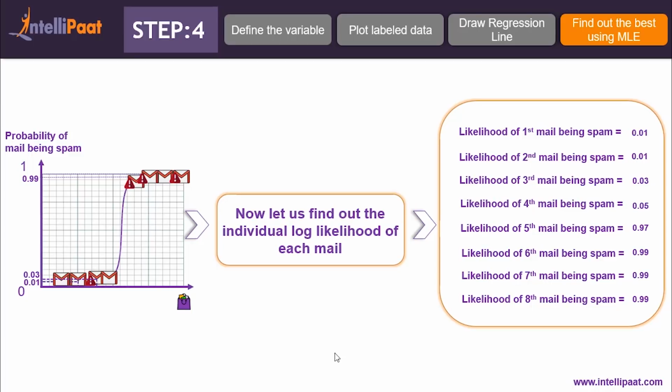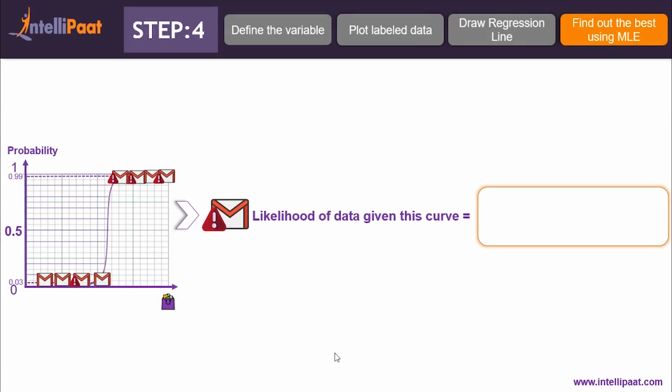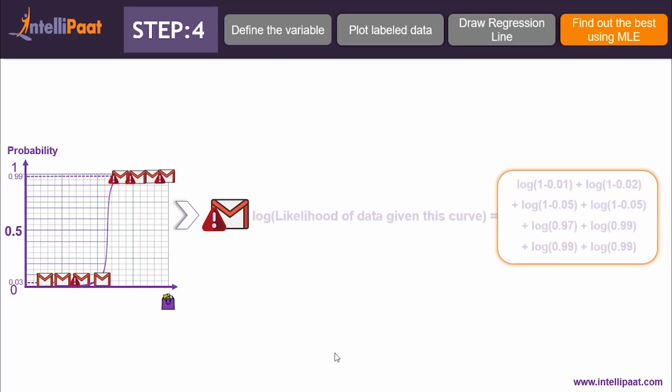So the likelihood of the first mail being spam is 0.01. Likelihood of the second mail being spam, again 0.01. Similarly, third 0.03, fourth 0.05, and so on till the 8th mail being 0.99. Once you get the individual likelihood of each mail, multiply them to find out the likelihood of the entire curve.